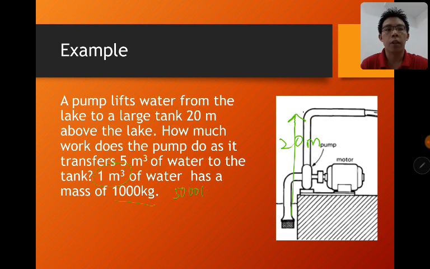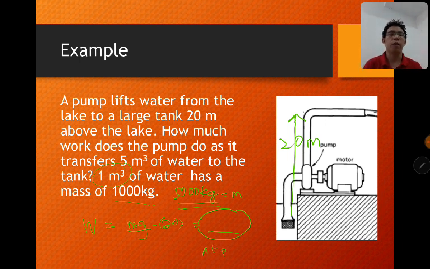kg. So the mass of the water being lifted up is 5000 kg, and therefore work done will be at least equal to the weight, that's the F, times the distance moved, that's the 20 meters. Then you should be able to get the answer, and this answer will actually be the same as the change in the gravitational potential energy of the water lifted up. Alright, so we'll stop here.